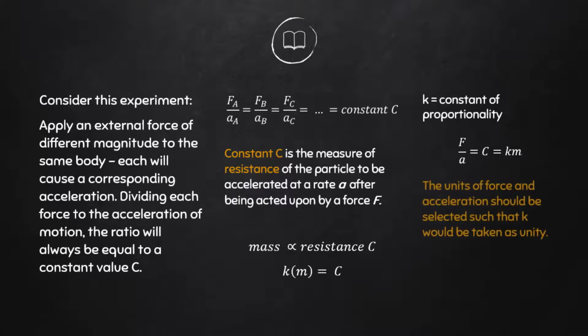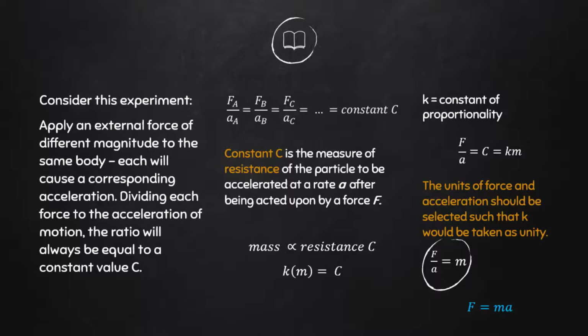The units of force and acceleration should be selected such that k would be taken as unity, leaving us with the formula force divided by acceleration is equal to the mass of the object. This is the fundamental equation of kinetics for a particle, and this was also discussed as Newton's second law of motion or the law of acceleration of a moving particle.